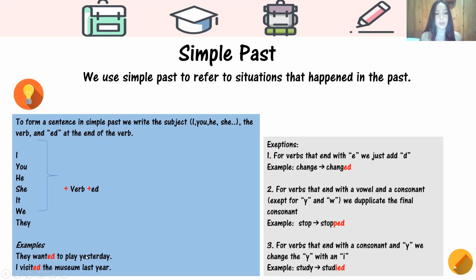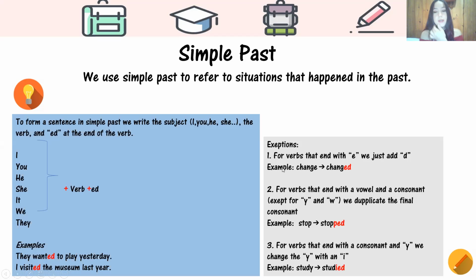They wanted to play yesterday. I visited the museum last year. So as you can see here in the first sentence, we have they, that is the subject, we have the verb, that is want, and we just add ed at the end of this verb. This is how we do it. Now, in the other sentence, we have the subject, in this case I, we have the verb, that is visit, and we have ed at the end of this verb. So these sentences are about a situation that happened in the past.